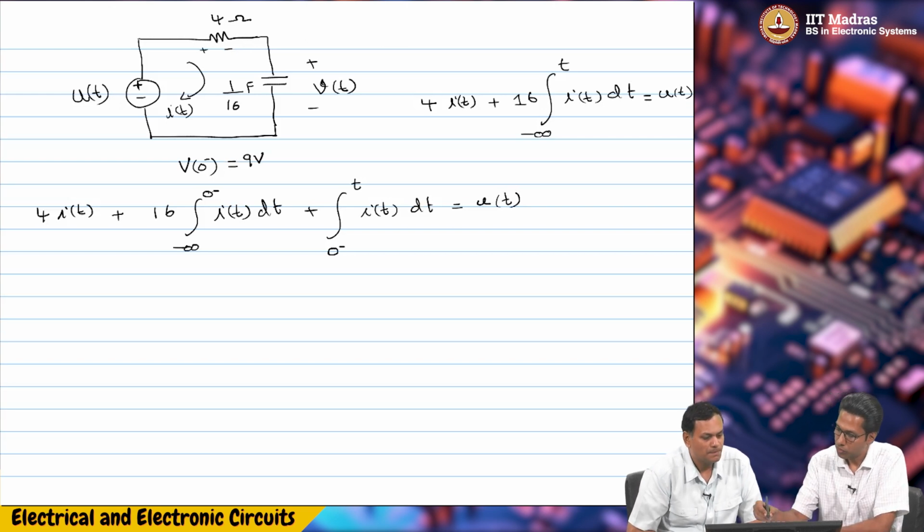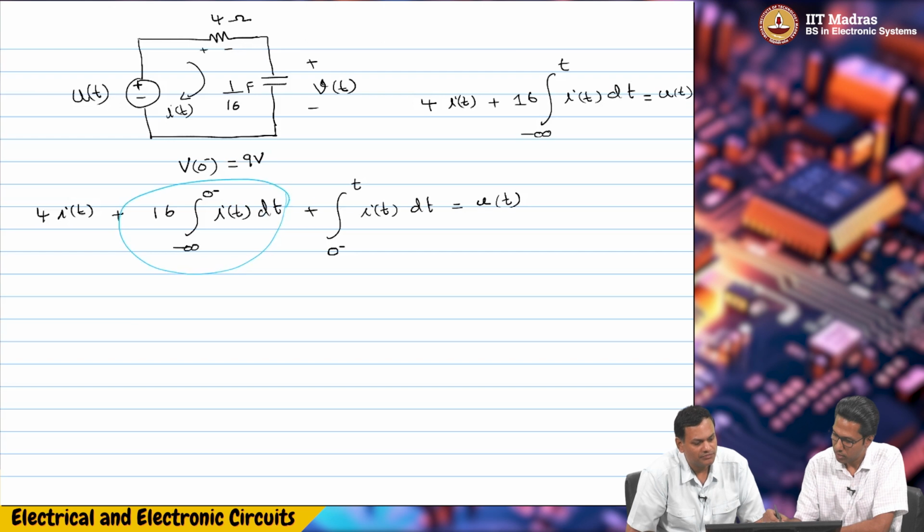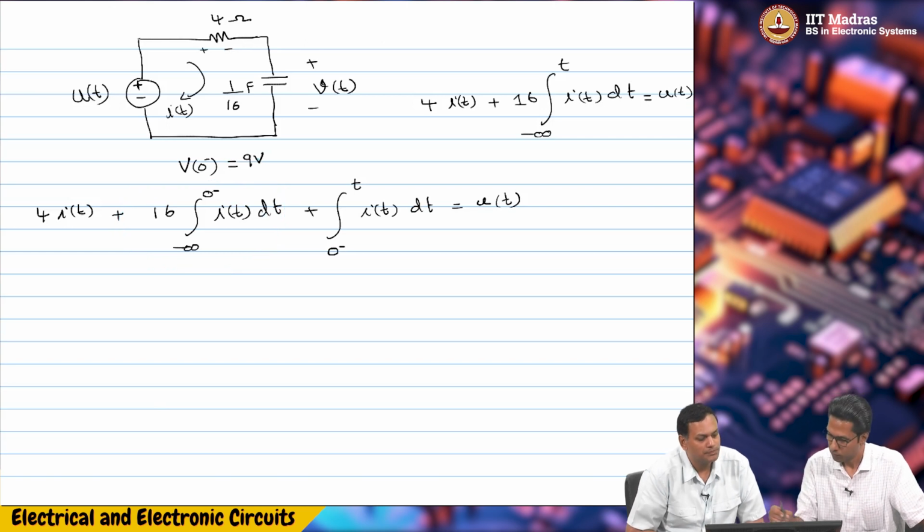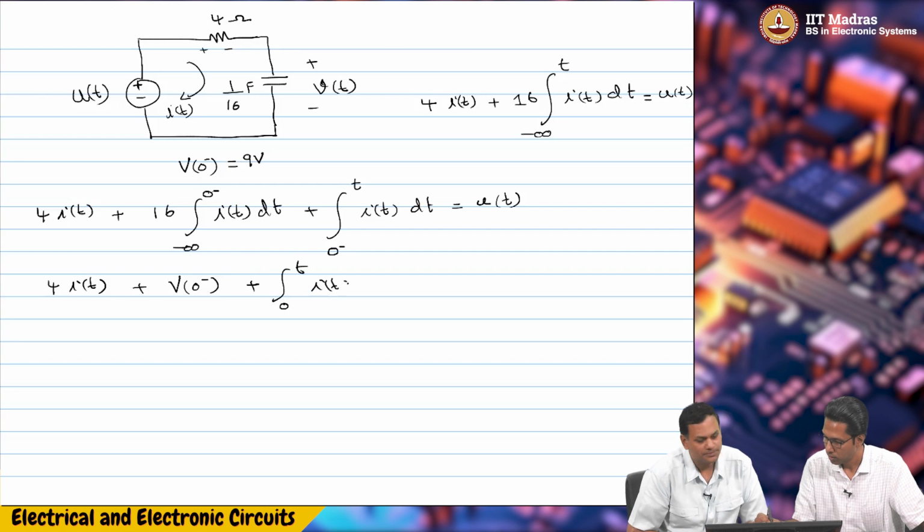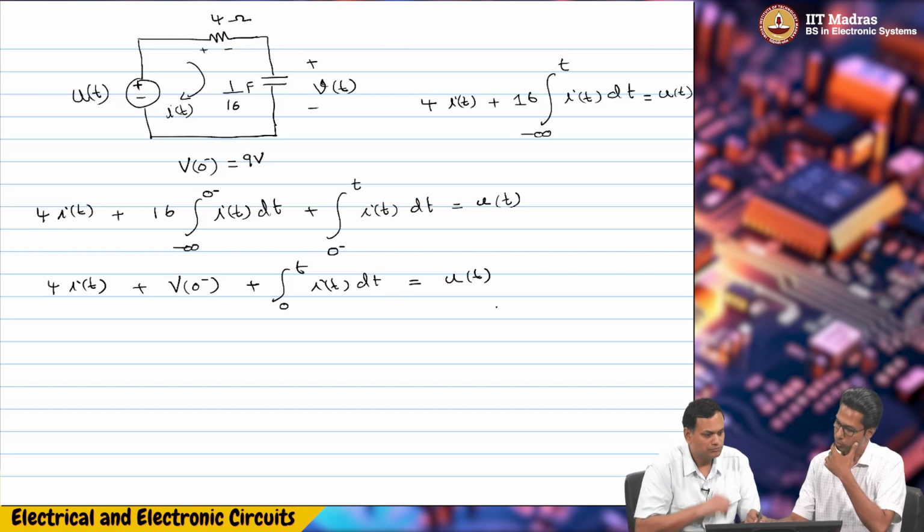Now for this we have some value. That is v of 0 minus. So this is 4 i of t plus v of 0 minus plus integral 0 to t i of t dt equal to u of t. Now if we have an equation like this, we should be able to solve it.